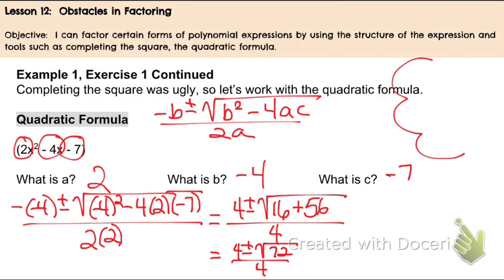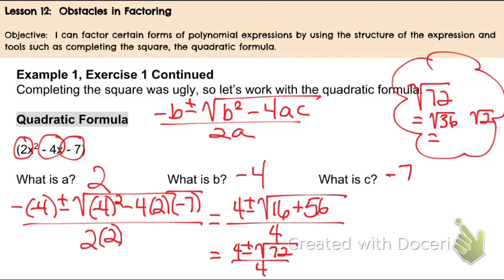So a little thought bubble up here. Square root of 72. 72 is the same thing as 36 times 2. So it's the same thing as 6 times the square root of 2. So this all becomes 4 plus or minus 6 square root of 2 over 4.